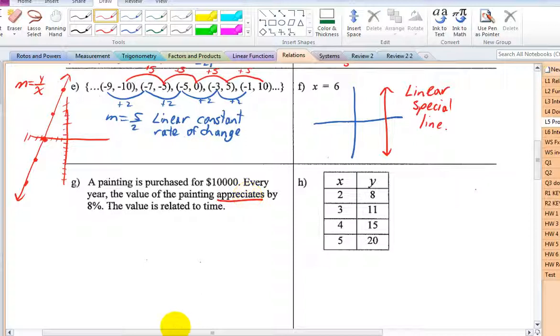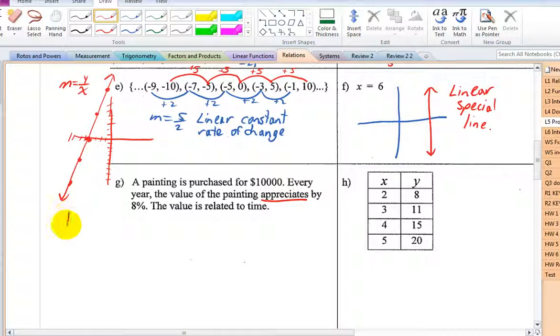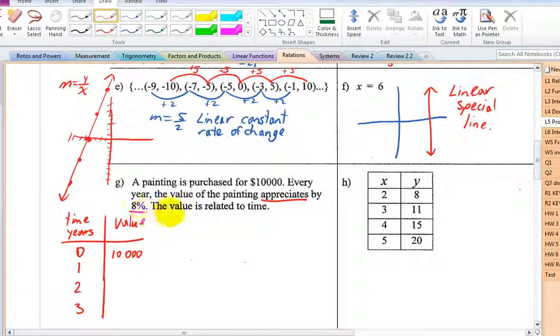Let's just kind of plot some points and show you what's happening here. So we're going to put time in years as our x, and the value as our y. So year 0, year 1, year 2, year 3. At year 0, the value of the painting is $10,000. So then it appreciates by 8%. What's 8% as a decimal? 0.08.